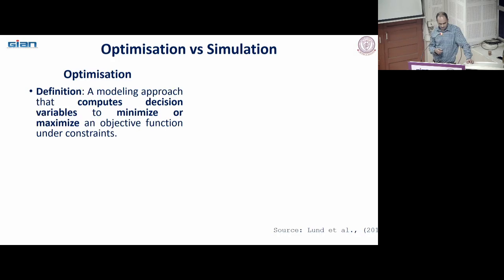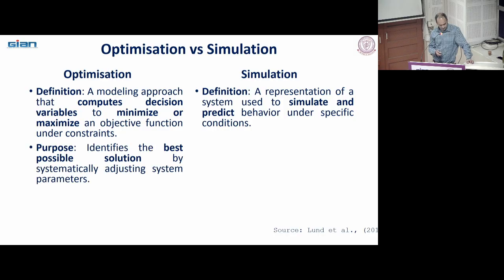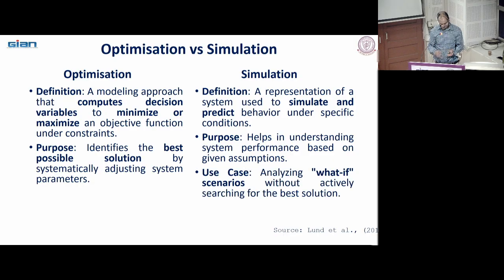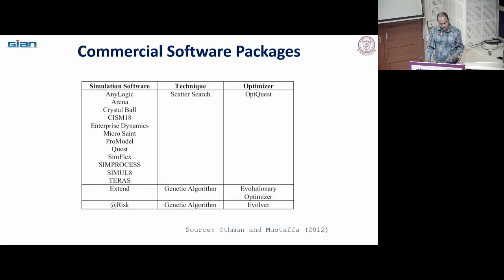Optimization computes the decision variables, minimizing or maximizing. Simulation is a representation of a system, and then you can predict the behavior. By systematically adjusting the system parameters, it helps in understanding the system performance. Simulation supports decision making, and here you can see the what-if scenarios. Commercial software packages for simulation: AnyLogic, Arena, and so on.